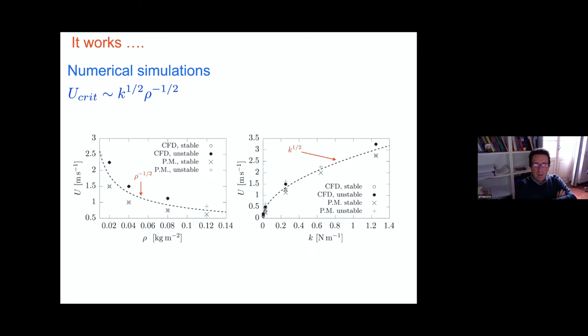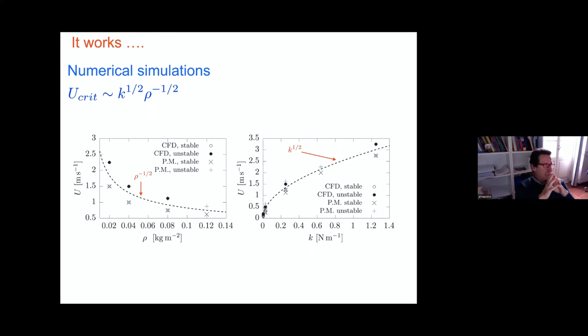As you see, there is a good agreement, in the sense that it is compatible. What we observe numerically is compatible with the simple phenomenological prediction. This is true for the left picture, but it is also true for the right picture, where we plotted the behavior versus k, and the dashed line corresponds to the expected k to the power 1/2. Once again, we have the right correspondence between phenomenological theory and simulations.